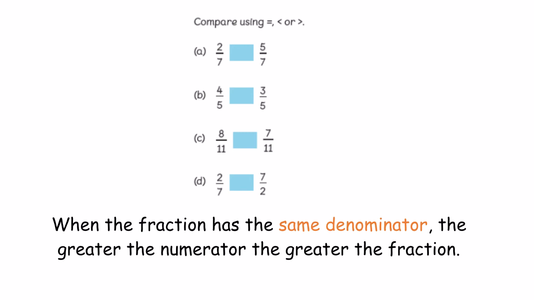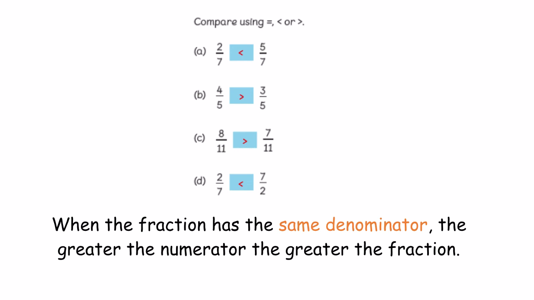These fractions all have the same denominator. Pause the video and see if you can compare them using the symbols at the top. Remember what we have learnt today. The greater the numerator, the greater the fraction. Here are the answers. I have seen which fraction has the greatest numerator, and that means I know that it is the greater fraction. Let's look at the first one, 2/7 and 5/7.